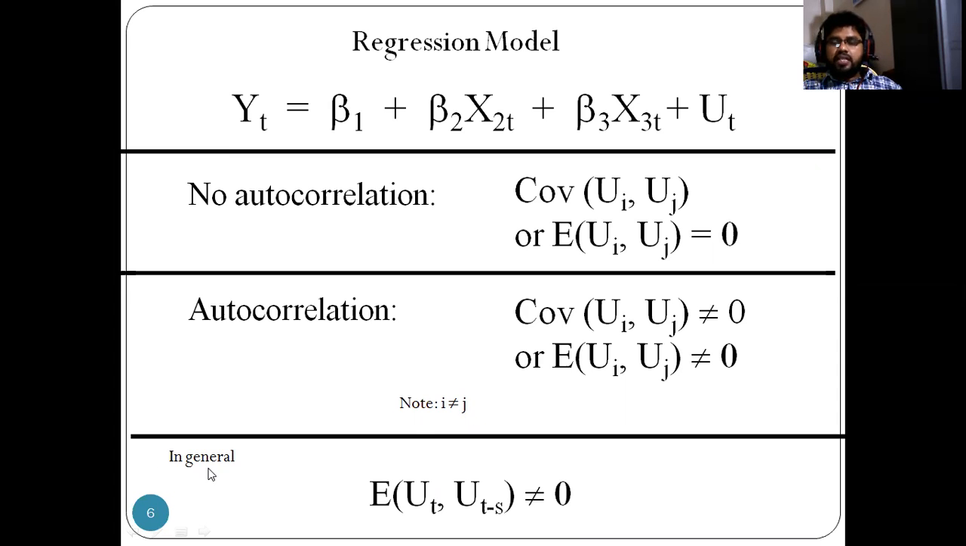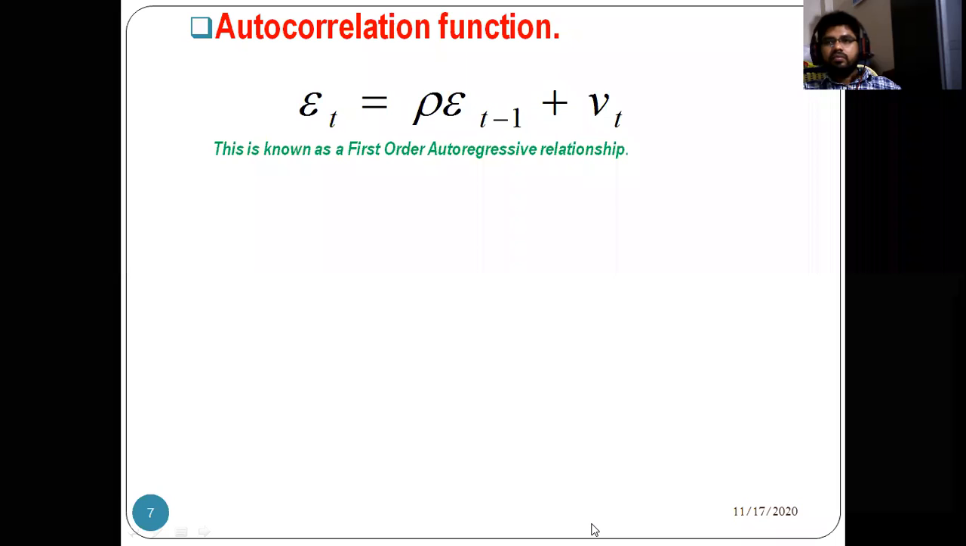In general, in time series we write expected ut and ut minus s. As I told you, ui and uj we can write for cross section data. If you use time series data, expected ut ut minus s is not equal to 0. That is the autocorrelation problem, right? So please keep in mind: ui and uj is used for cross section data, and when you use ut and ut minus s, it is for time series data. Please remember.